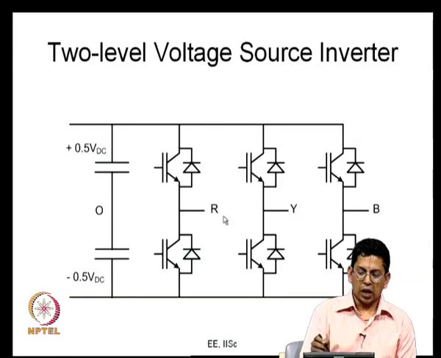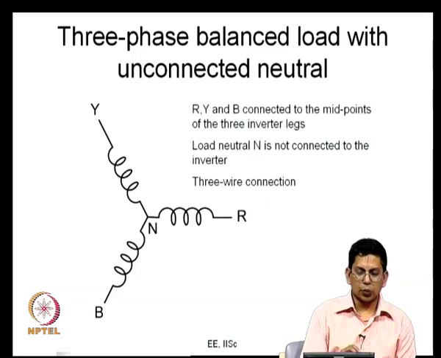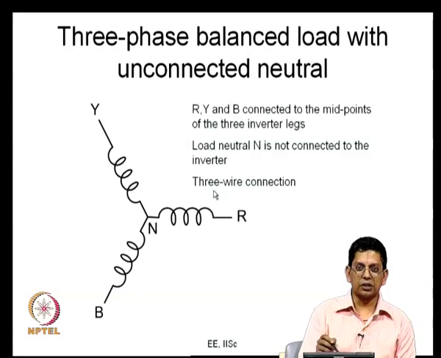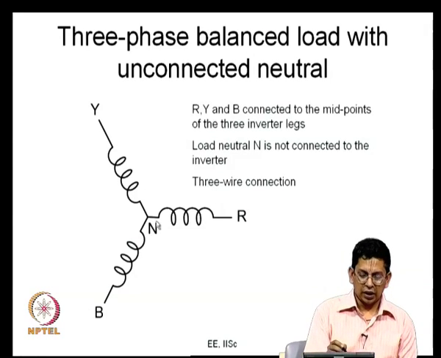So, your R, Y and B can be either plus VDC by 2 or minus VDC by 2 with respect to this midpoint O. So, 8 sets of output voltages are possible as I said before, and the outputs are connected across a load. The load is taken like this, RYB, a 3 phase balanced load, and it has a common point, a neutral point n.